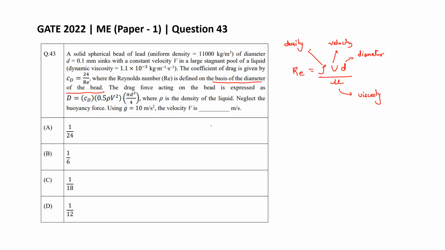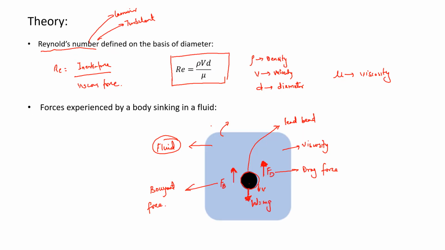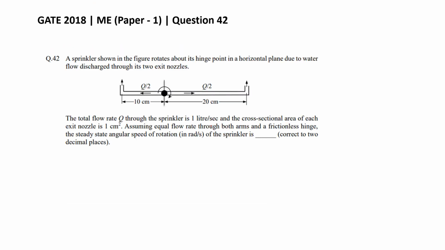Can you kindly tell the concept behind this homework question so that we can try it? Yeah, I'll give you a brief hint. This is more of an engineering mechanics problem than a fluid mechanics problem. There is this sprinkler here, and the flow is equally going in these two directions. They are asking you to calculate the angular velocity of the sprinkler. The hint is you have to balance the torque at this hinge point.